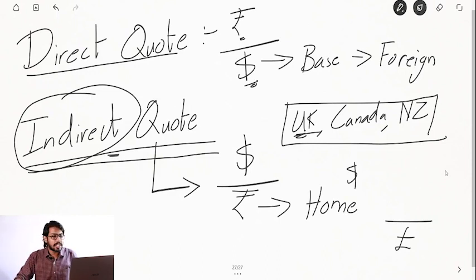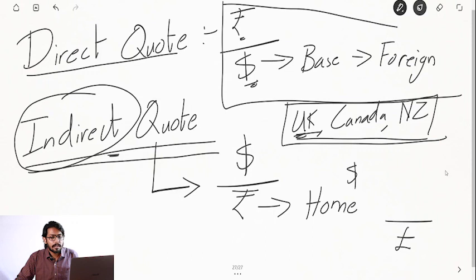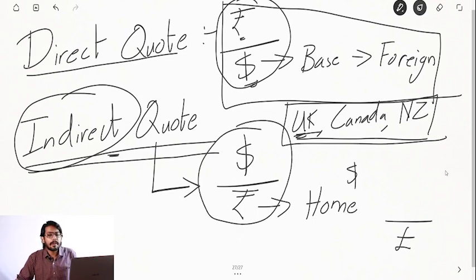In every other country in the world, other than UK, Canada and New Zealand, the base currency will be foreign. In India it is generally rupee by dollar. In US, it will be dollar by rupee. Such is the way quotations are given.